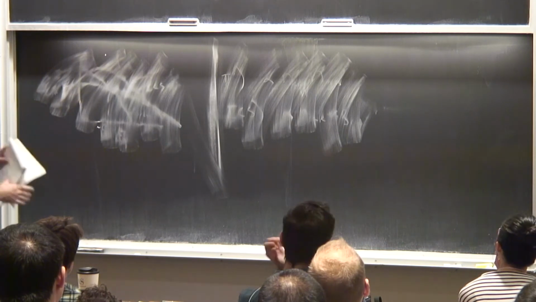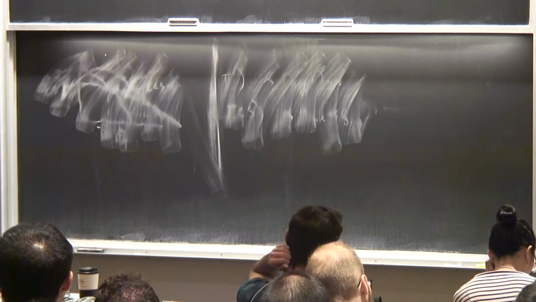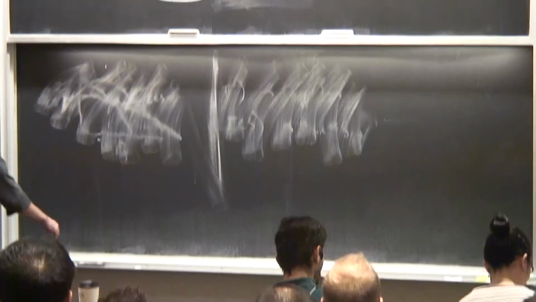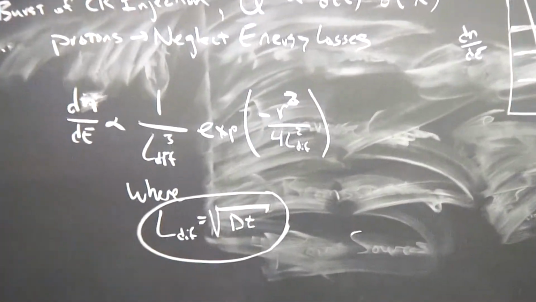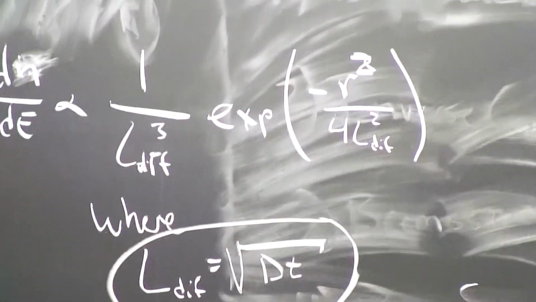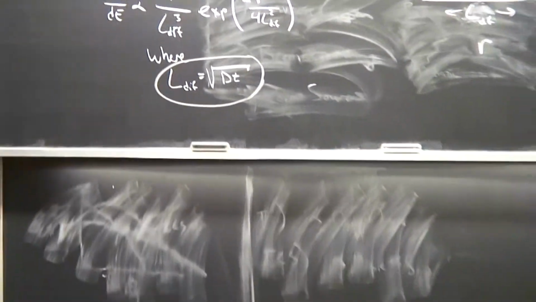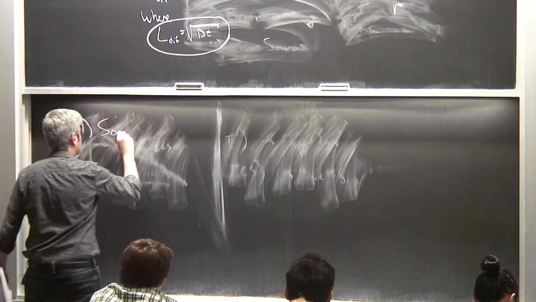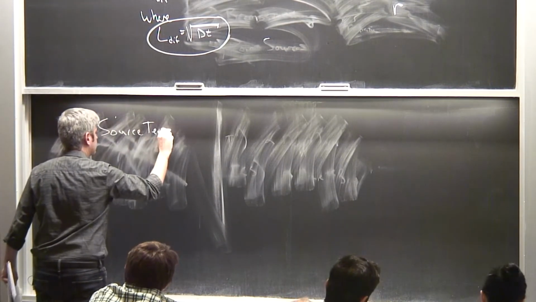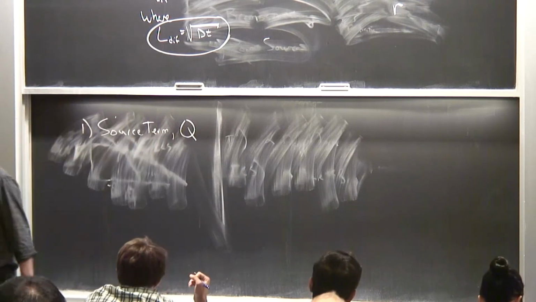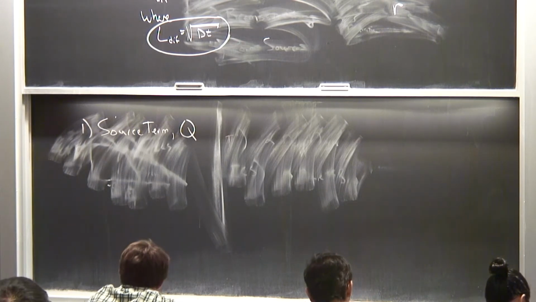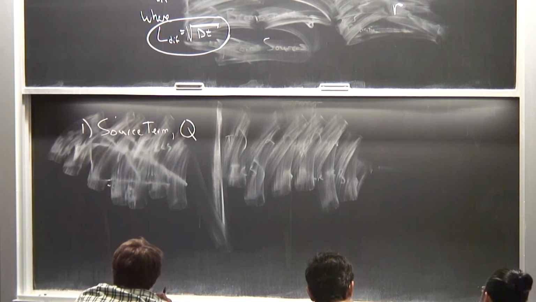That should be squared. Yes, minus R squared over 4L diff squared. So when we take that transport equation, there are a bunch of choices we have to make when you try to set out this problem. With the source term, we have to say where the cosmic ray sources are. Maybe these are supernova remnants. Maybe this is the dark matter squared. Things like this.